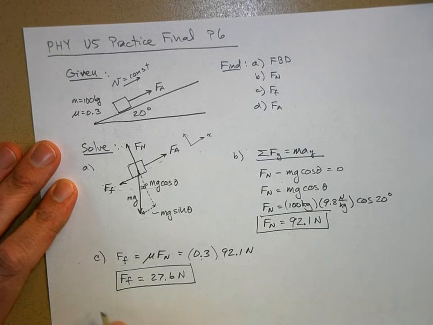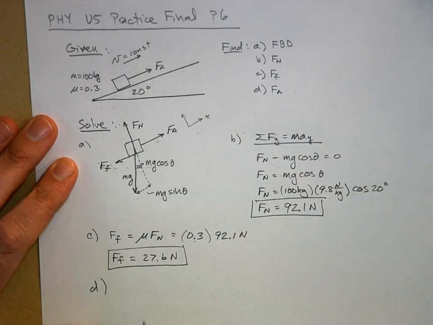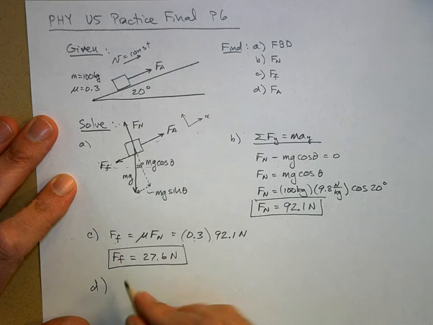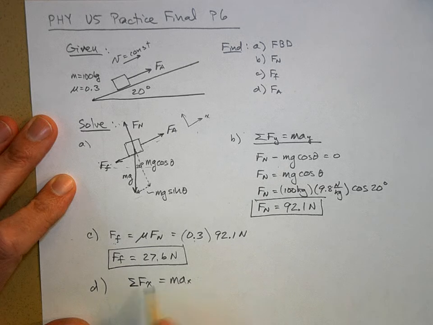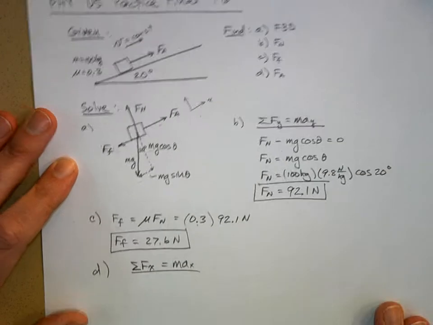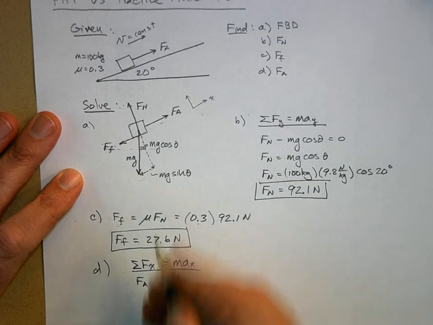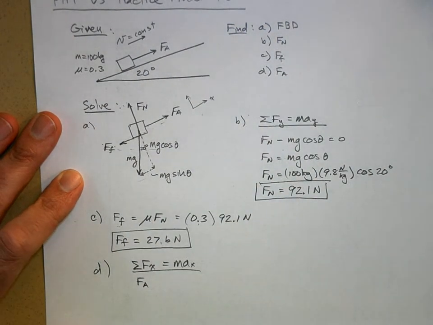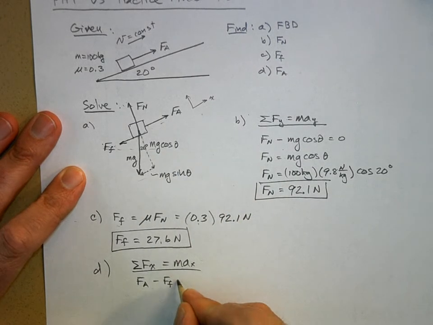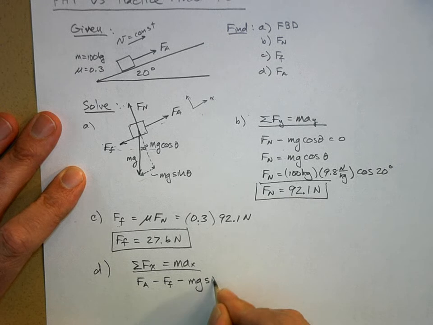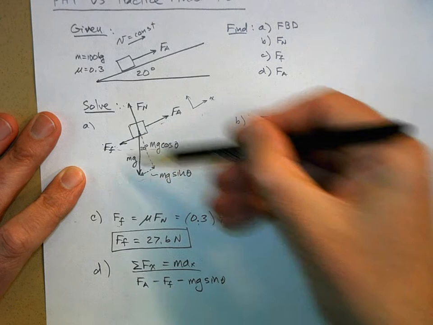And then part D, I want the applied force. Well, I need to sum the forces in the x direction equals ma in the x direction. And in the x direction, I've got what I want to find, Fa. And then I look at the picture. The free body diagram tells you how to write the equation. So minus the force of friction, minus mg sine theta. Right? I look at the picture. This is in the positive x. This is in the negative x. This is in the negative x.